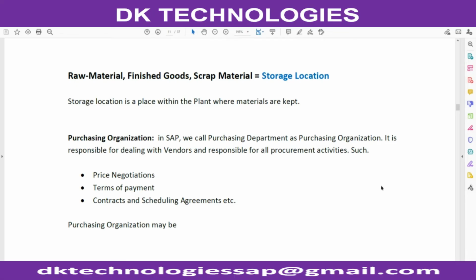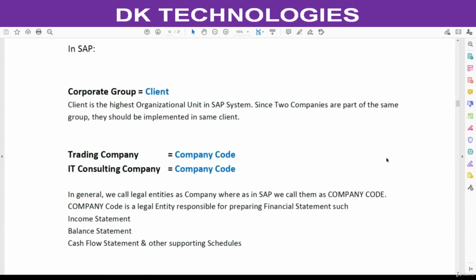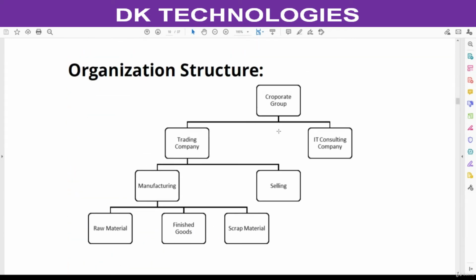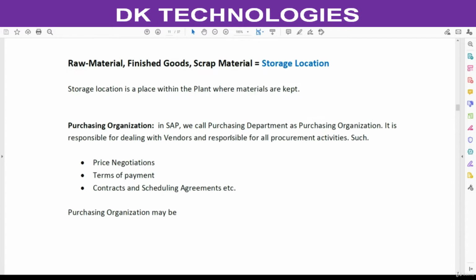Welcome back. In the previous session, we understood the organization structure. While understanding organization structure, we need to understand purchasing organization as well. In general, we call this the purchasing department. They are responsible for price negotiations, payment terms, and creating the contract and scheduling agreement. Coming to SAP, we call this purchasing department the purchasing organization. So purchasing organization is nothing but purchasing department.